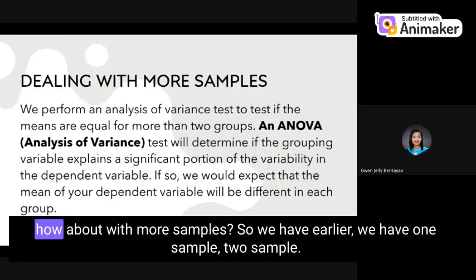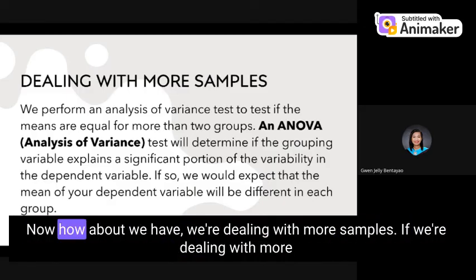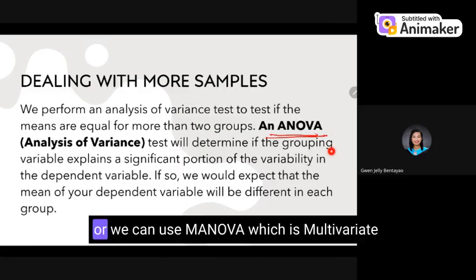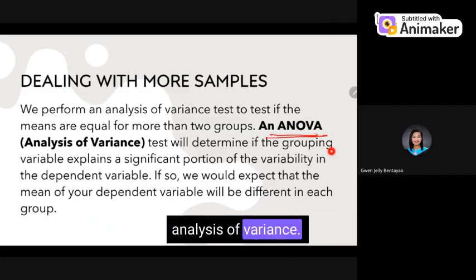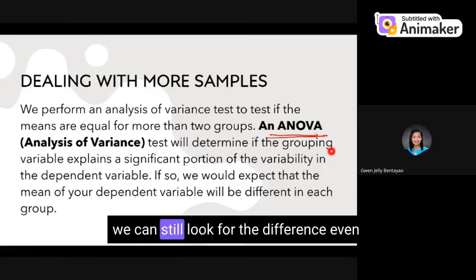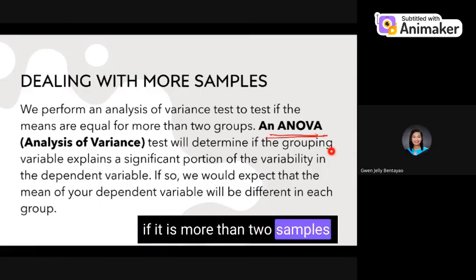Now, how about with more samples? Earlier we had one sample, two samples. Now, how about when we're dealing with more samples? If we're dealing with more samples, we can use ANOVA, or we can use MANOVA. MANOVA is multivariate analysis of variance. ANOVA would be enough for us to explain that we can still look for the significant difference, even if there are more than two groups.